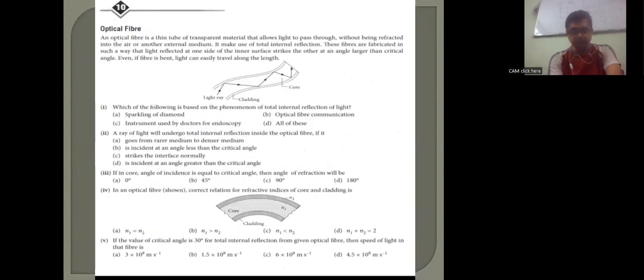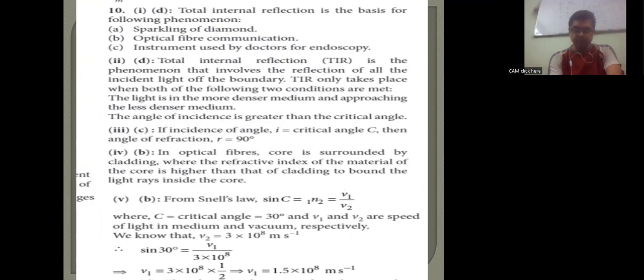Now come to fourth. In an optical fiber shown correct relation for the refractive index of the core and the cladding. Cladding बाहर वाले outer covering को कहते हैं, core अंदर वाले glass को कहते हैं. तो core का refractive index ज़्यादा होना चाहिए as compared to cladding. Because अगर ऐसा नहीं हुआ तो आपके पास TIR फिनोमिना नहीं हो पाएगा. बिकॉज TIR तभी पॉसिबल है जब ऑप्टिकल डेंसर से ऑप्टिकल रेयर की तरफ मीडियम आए. नाउ कम टू फिफ्थ वन.